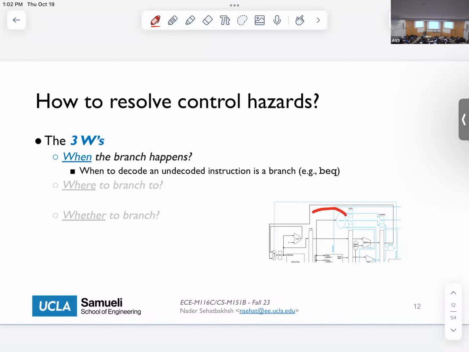So the second question: when do I know where this branch is going to? Any suggestions? The where question. In our pipeline stage design, does anybody remember where we're going to know the address? Yeah, either the end of the execution stage or maybe never. Yeah, so the answer is either the end of the execution stage or the beginning of the mem stage, right?